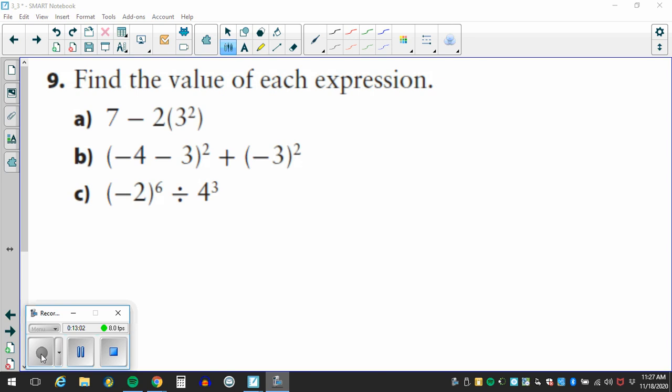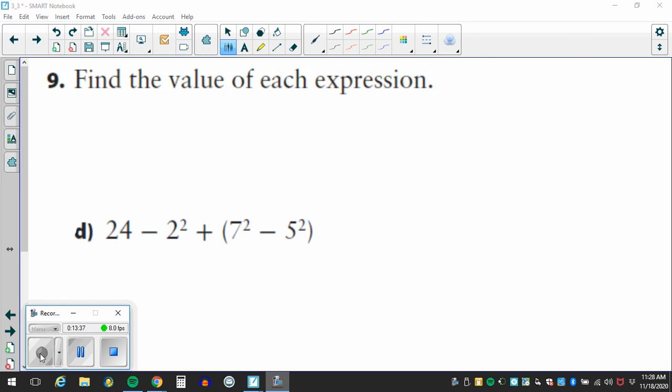Negative 2 to the power of 6. If Donovan was here right now, he would tell you that a negative base to an even exponent will always be a positive answer. And 2 to the exponent of 6 is 64. Is that right? 2, 4, 8, 16, 32, 64. So it's a positive 64 divided by 4 to the 3, which is also 64. Now, if you are weak with the math game and your arithmetic is not as strong as it should be, 64 divided by 64 is not 0. It is 1. So your final solution for C is 1.